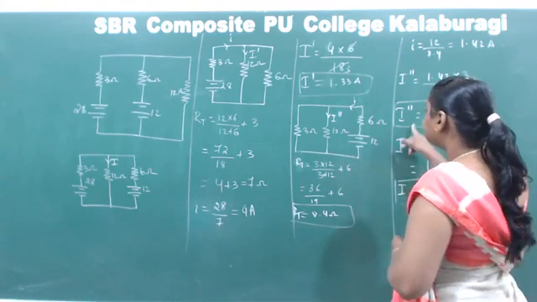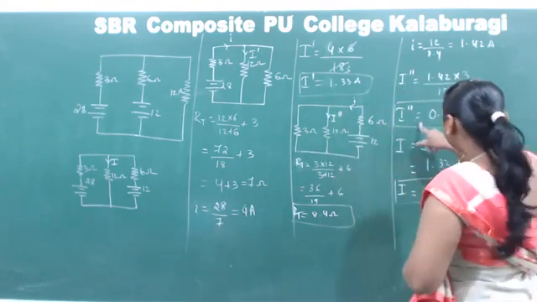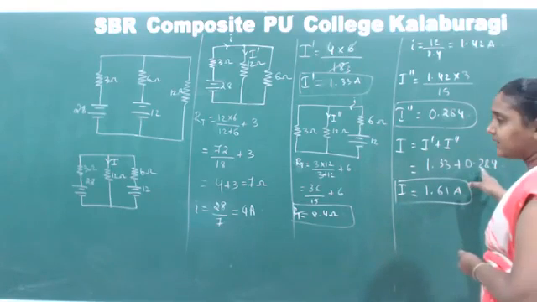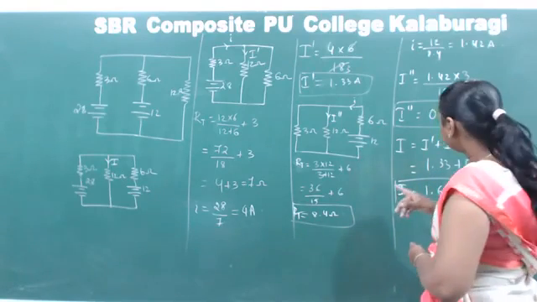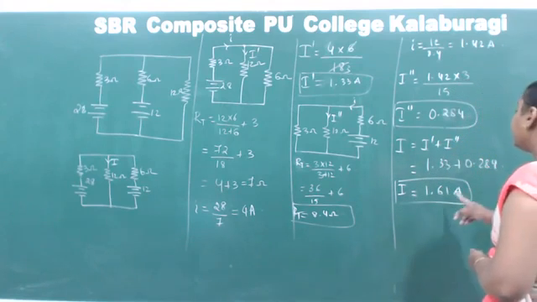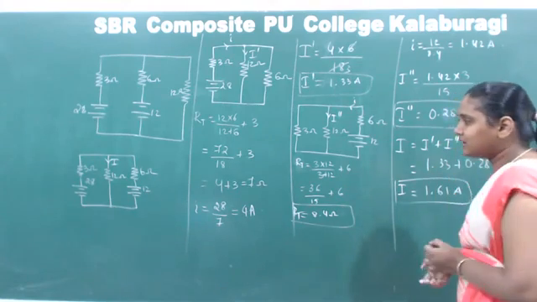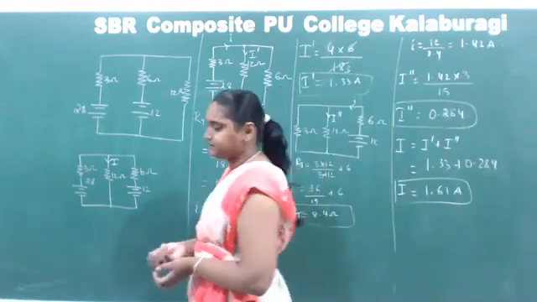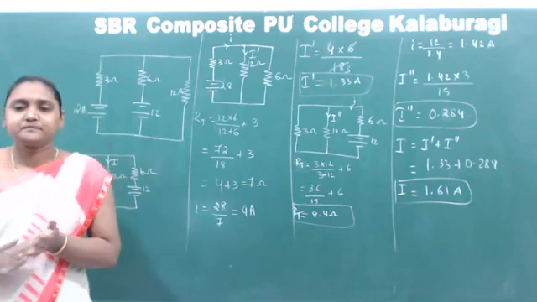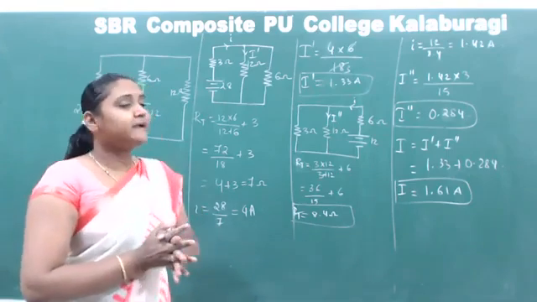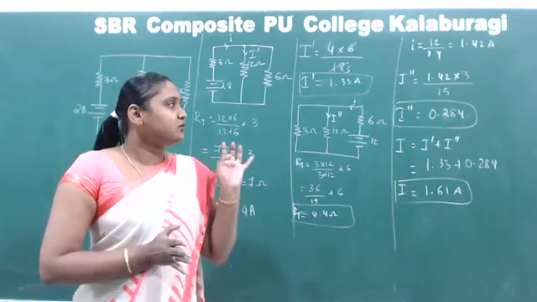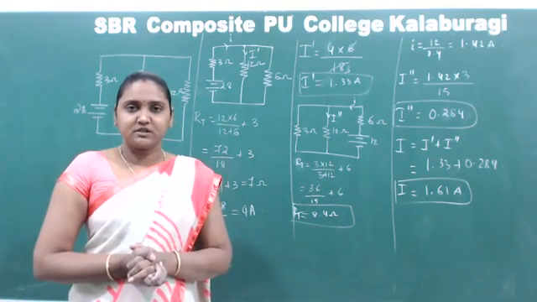Now, this I dash and this I double dash added together gives the value of the total current that is flowing through the 12 ohm resistor. So that is the sum of these two, 1.33 plus 0.284. So that is 1.61 ampere is the total current that is flowing through the 12 ohm resistor. So such questions will be asked for superposition theorem. In the next class we will study Thevenin's theorem and maximum power transfer theorem, where we will be completing the network theorems, and also we have already completed the Kirchhoff's law and current and voltage rule.